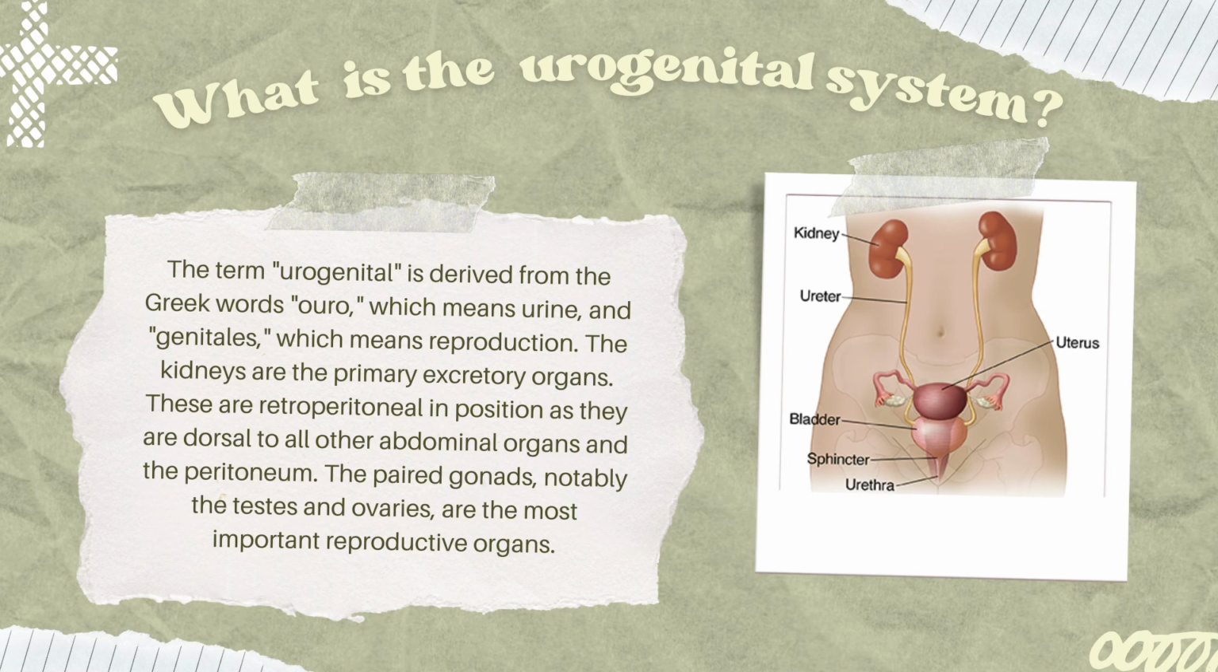To begin, what exactly is the urogenital system? The term urogenital is derived from the Greek words uro, which means urine, and genital, which means reproduction. The kidneys are the primary excretory organs. These are retroperitoneal in position as they are dorsal to all other abdominal organs and the peritoneum. The paired gonads, notably the testes and ovaries, are the most important reproductive organs.